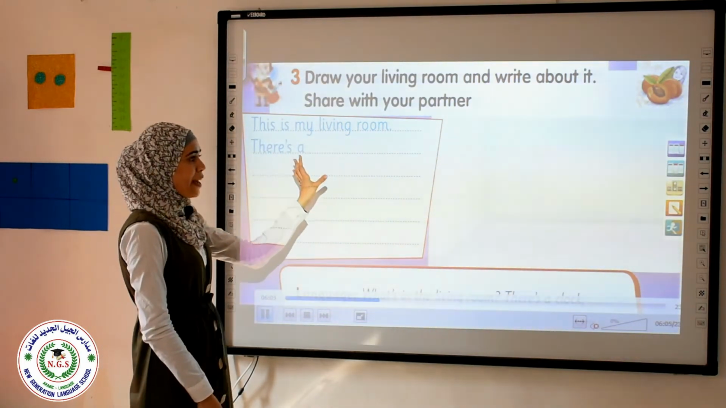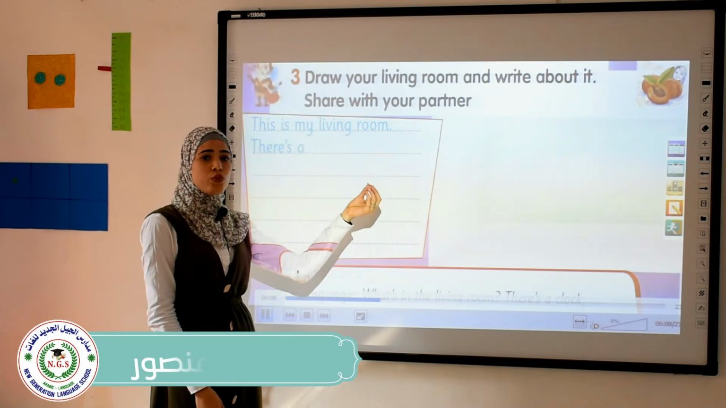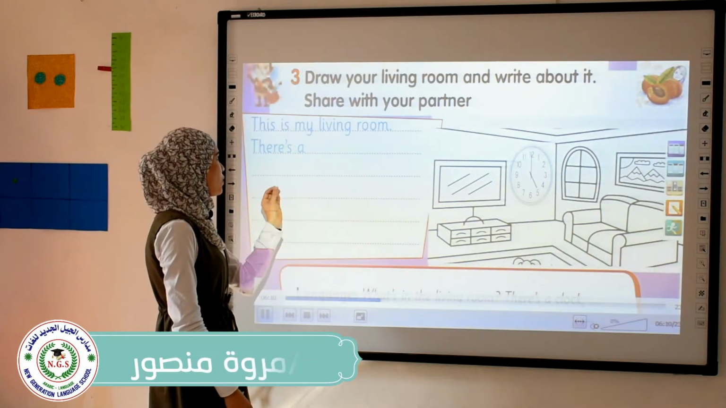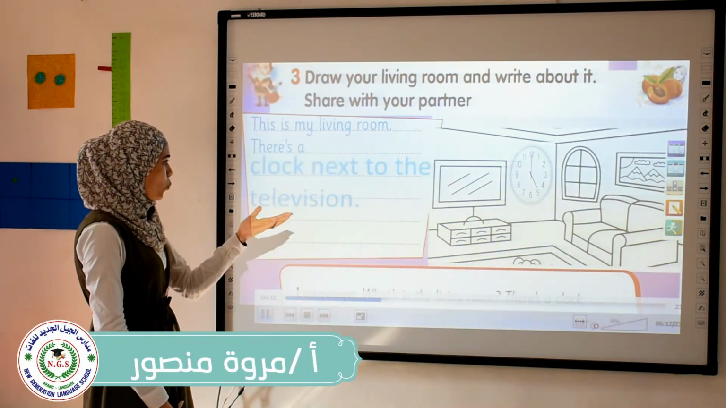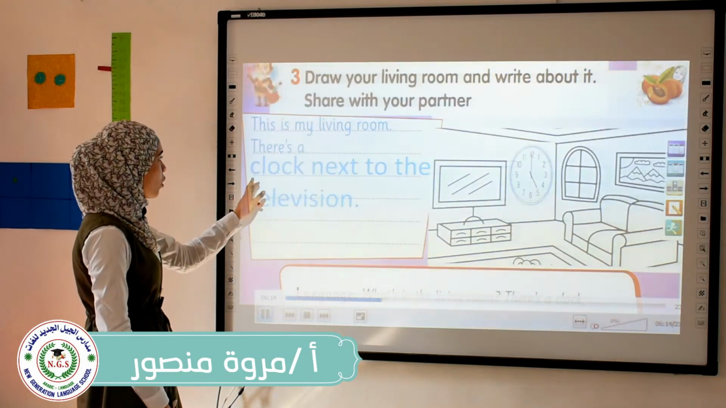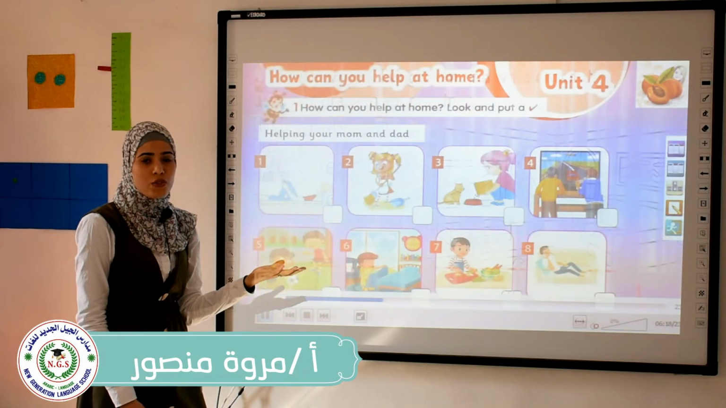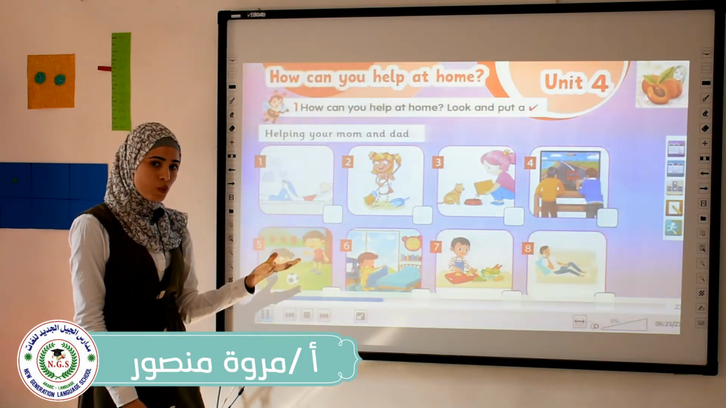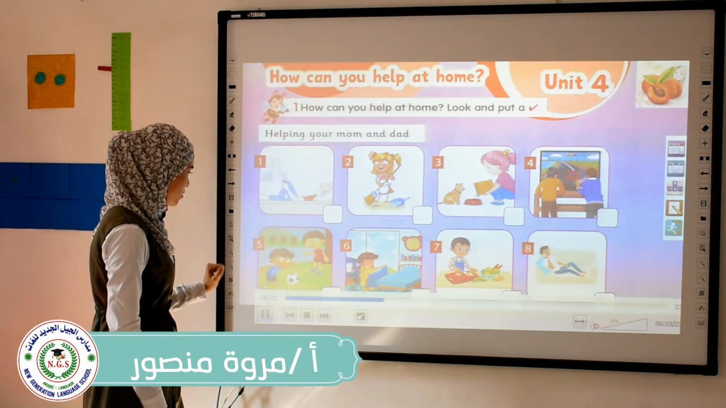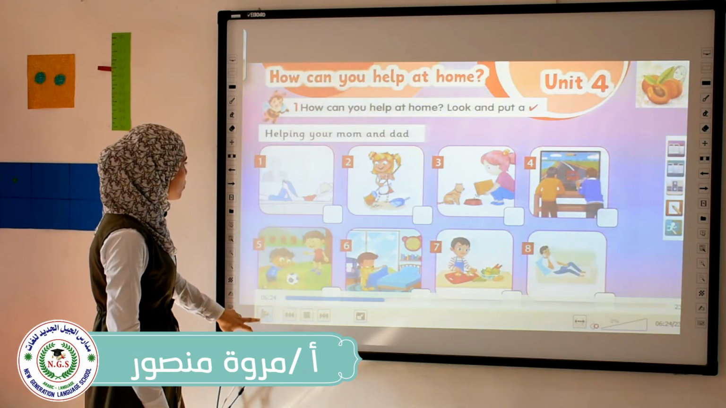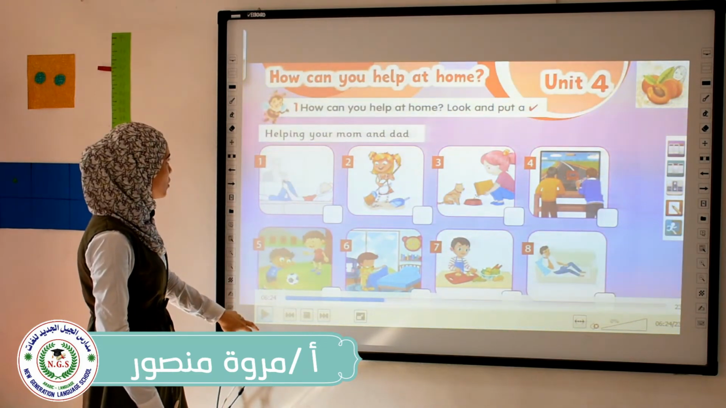There is a. Of course, if you draw a clock, you will write a clock. Here we have a clock next to the television. Of course, it's your answer. Draw what you want and write the sentence. Okay? We will move to page 61.